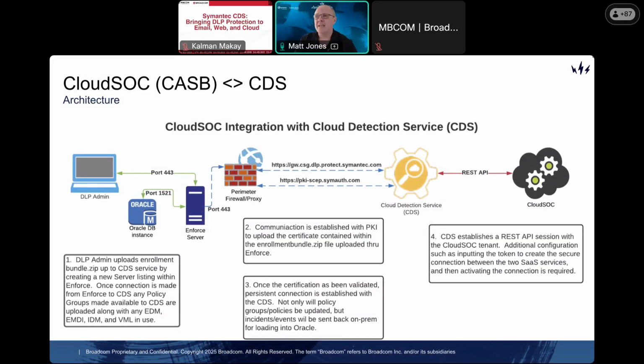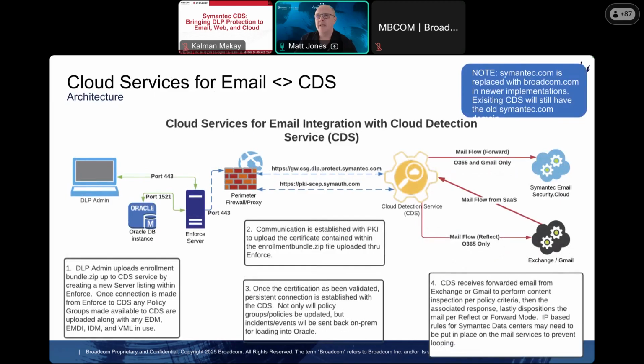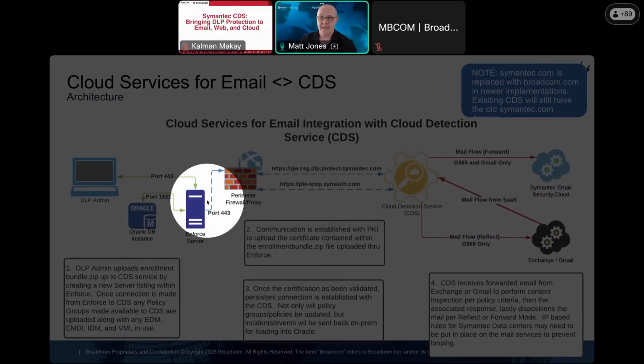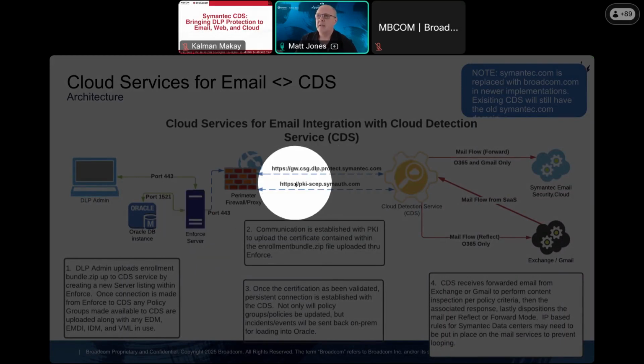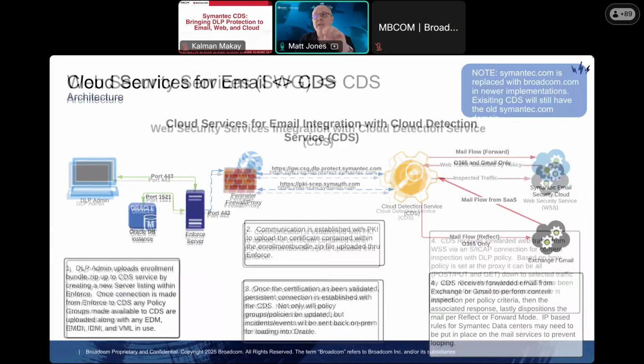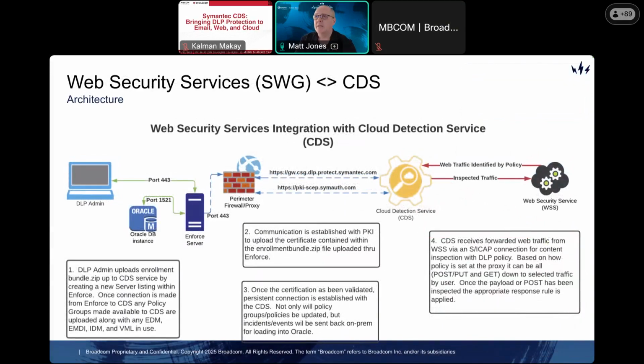It's the same story really for all of the others. So email, same kind of thing. You get the enrollment bundle, which you upload into the enforced server, and then that becomes another detection server in your enforced server. Same thing: it does its handshake, pulls the key back, and then uses the key for the communications going forward. And the same thing for the WSS, exactly the same process.